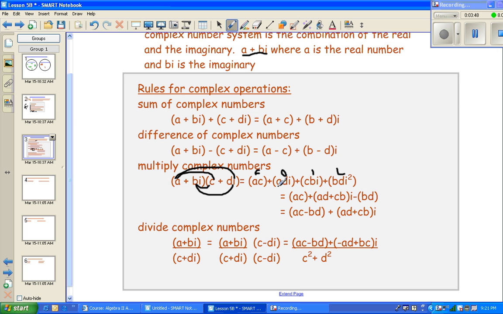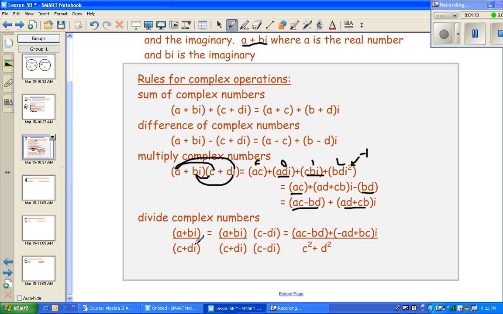And then you would put your imaginaries together. And remember, i squared was -1. So this bd term, which was positive, is going to become negative. If it was negative, it's going to become positive. And then these guys can be combined together because they don't have an imaginary term, so they belong to the real number system. And then the middle terms did have an i, so they belong to the complex number system.